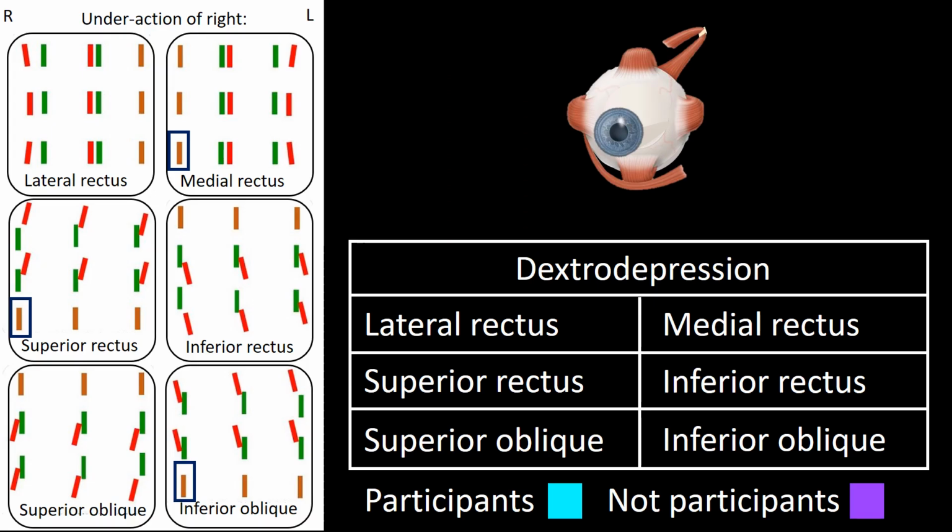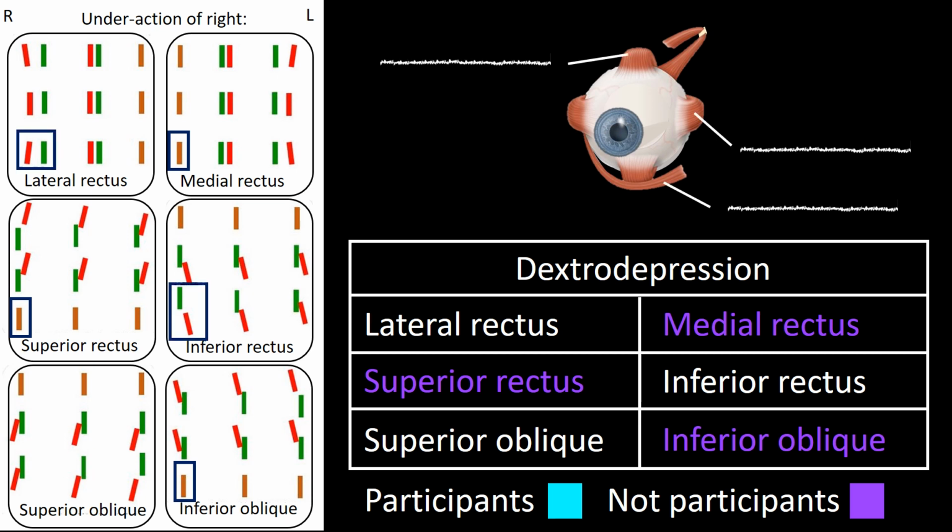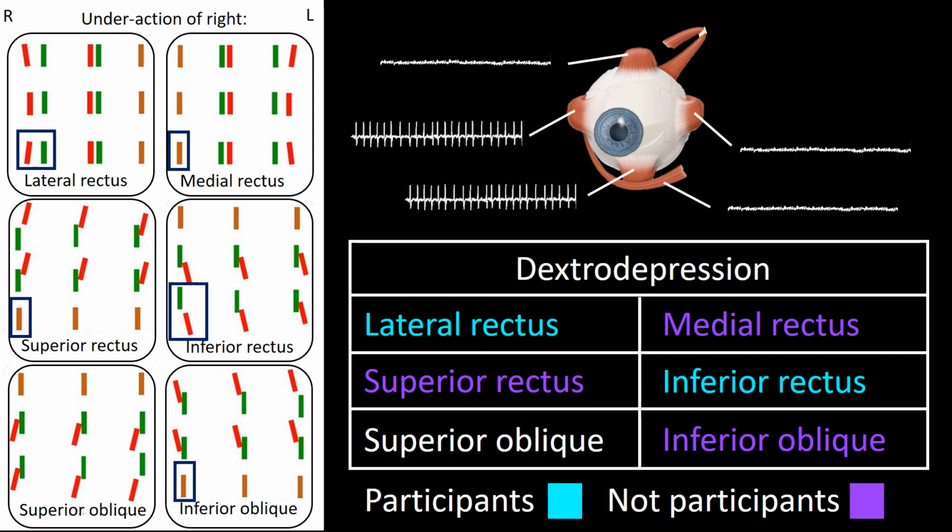As you can see in the composite bar diplopia chart, neither the right medial rectus, superior rectus, nor inferior oblique underactions lead to double vision. Hence, none of these muscles are involved during right eye dextrodepression, as illustrated here. Maximal degree of diplopia occurs with right lateral rectus and inferior rectus underactions. Hence, the lateral rectus and the inferior rectus contribute greatly to right eye movement during dextrodepression, as illustrated here.